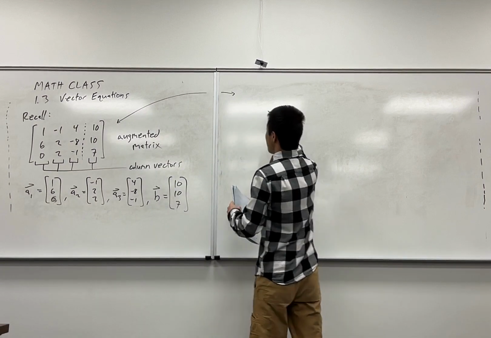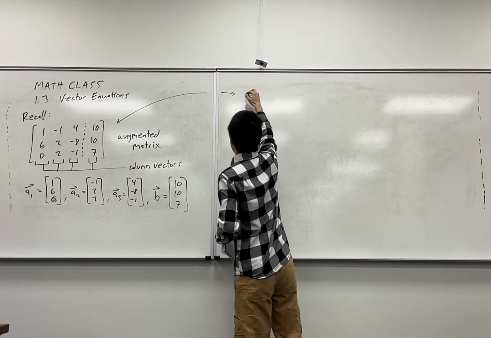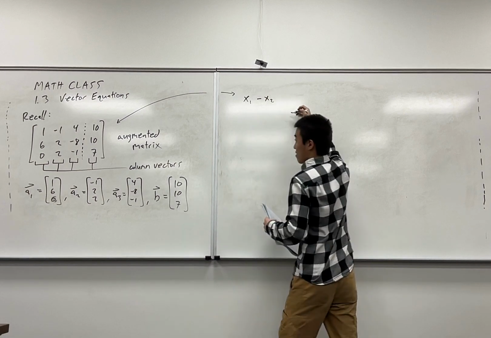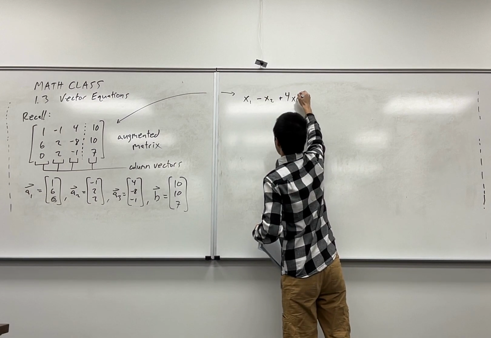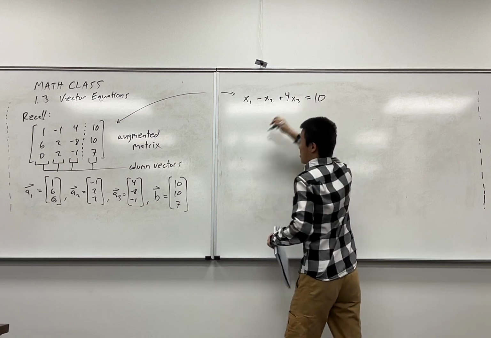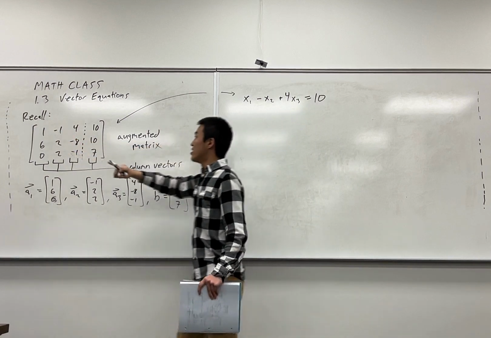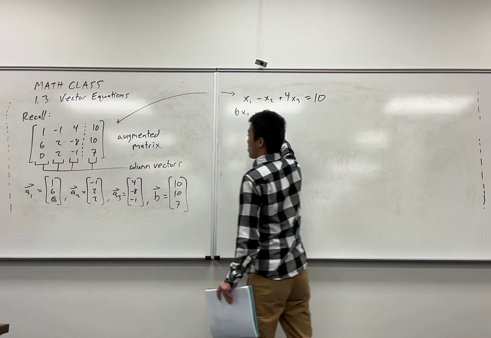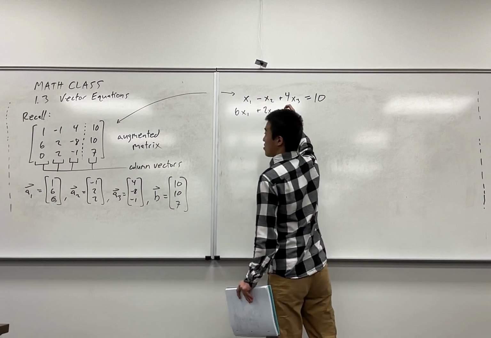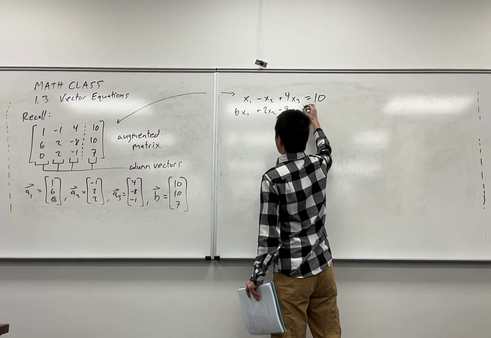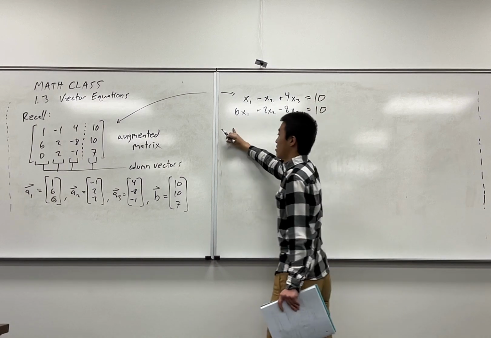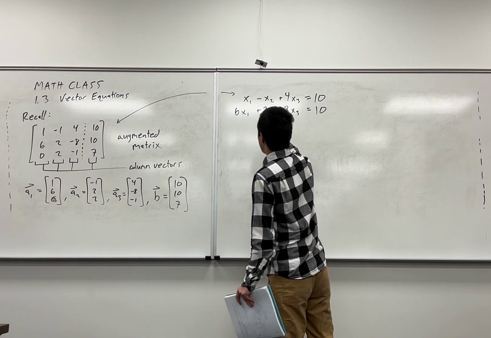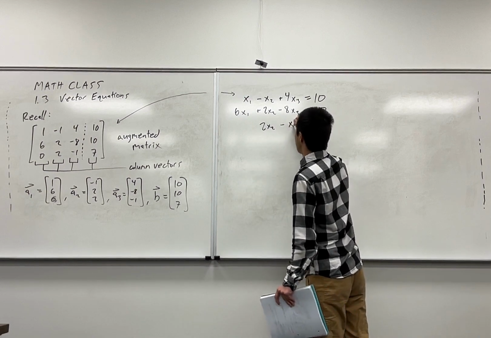And again, if we can visualize this, if we wrote it out as a system of equations, I would have x1 minus x2 plus 4x3 equals 10. So that's the first equation. So then what would the second equation be under it? 6x1, and then 0x1. Plus 2x2 minus 1x3.